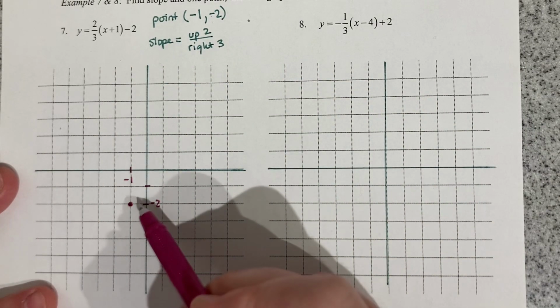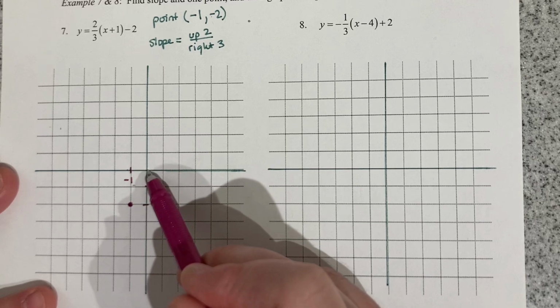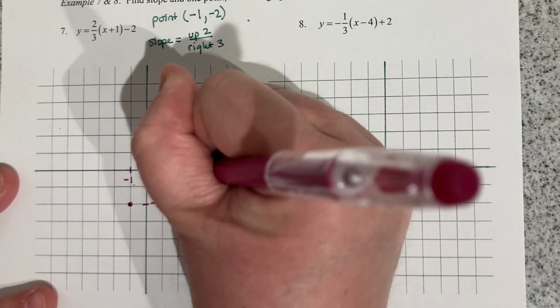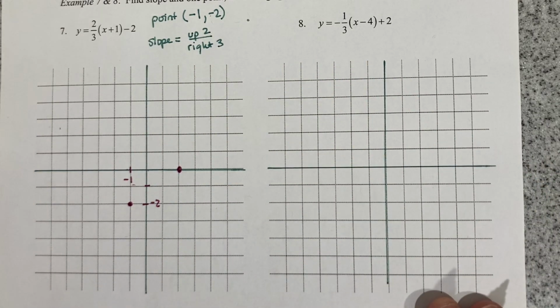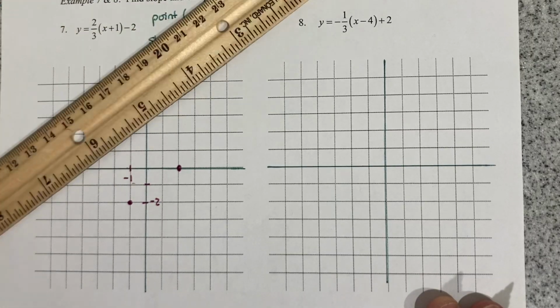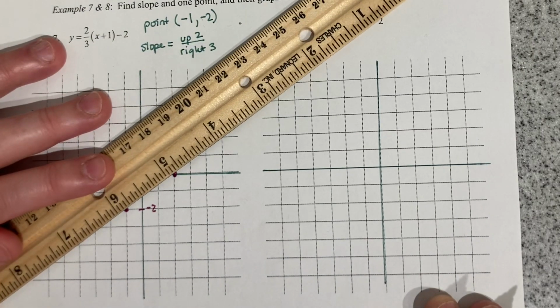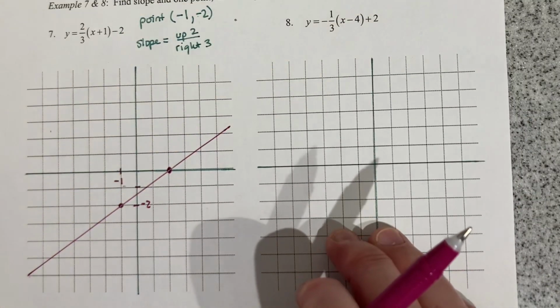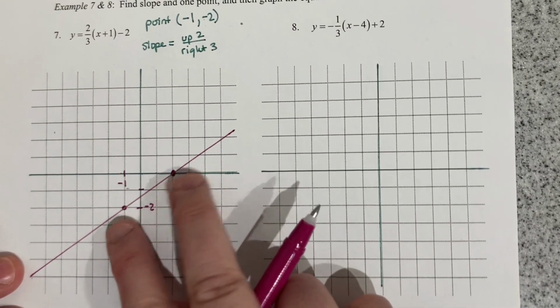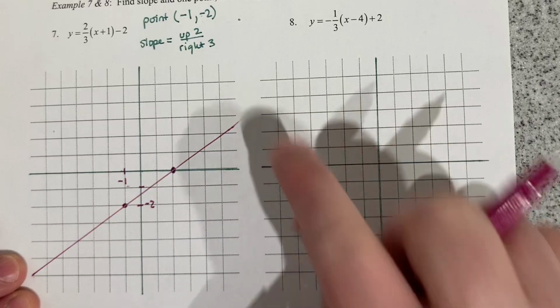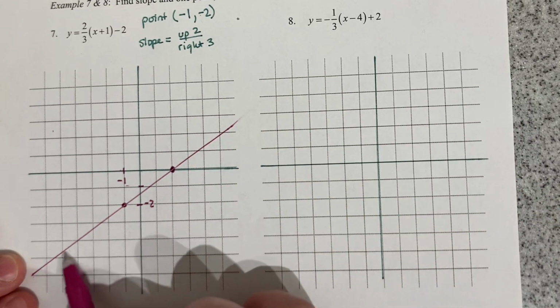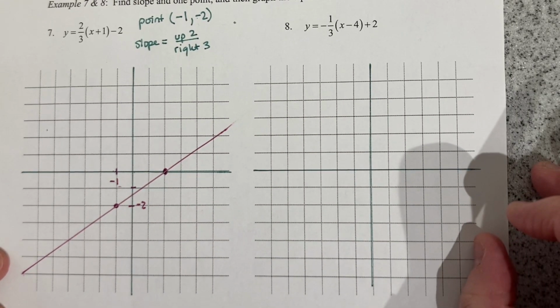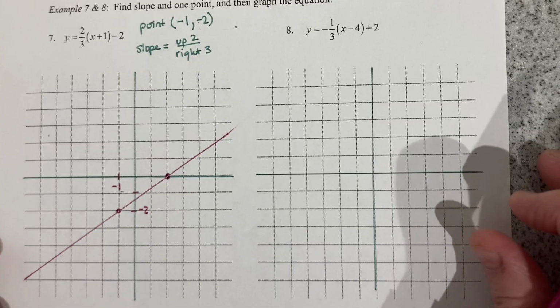The slope is up 2 blocks, over 1, 2, 3 blocks. And over is always to the right. And then that should be it. We got the point, we got the slope. Make sure your line extends to the ends of the axes. It shouldn't just be between the 2 points. It should go all the way through, because there are other points that are also on this graph. Well, that's not too bad.